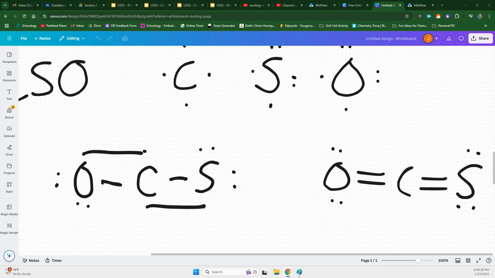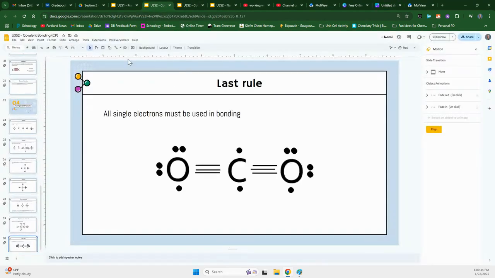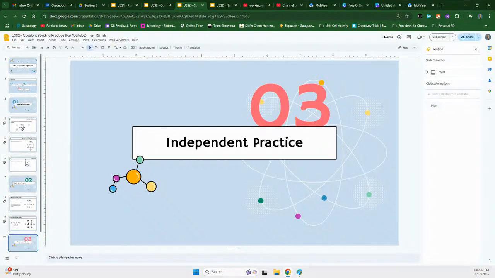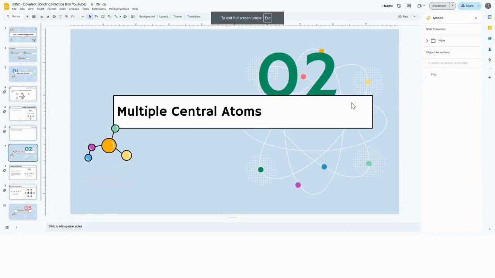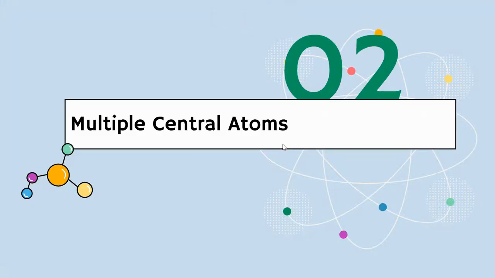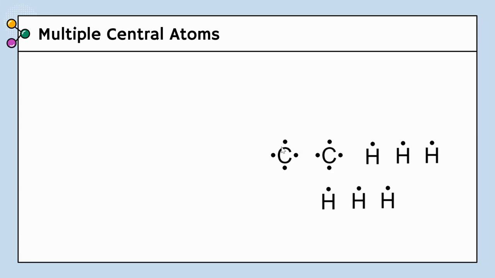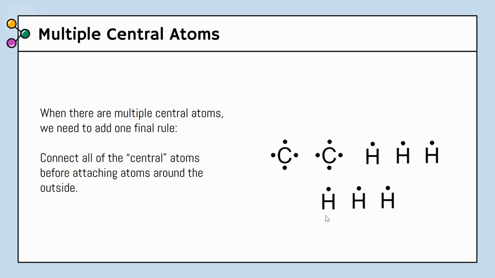All right, let's head back to our presentation and talk a little bit about multiple central atoms and how we deal with that. If I head back here, when we have multiple central atoms in our Lewis dot structure, we kind of have to add on one rule. If we have a situation like this where we have multiple atoms that can form the same number of bonds, we want to connect all of our central atoms first before attaching atoms around the outside.